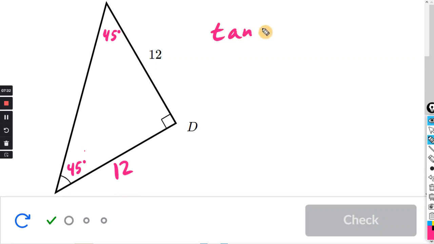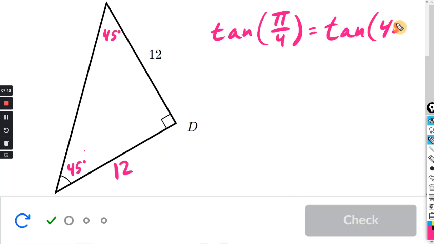They asked us for the tan of pi over 4. Okay, and that's 180 over 4. So that's the same as the tan of 45 degrees. All right, if you recall SOHCAHTOA, for the tan function, it's opposite over adjacent.